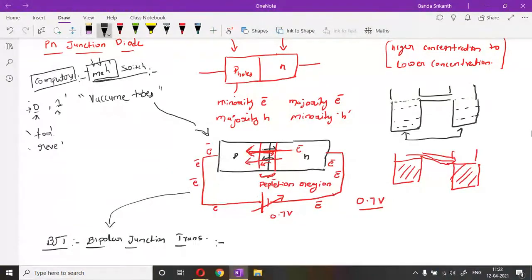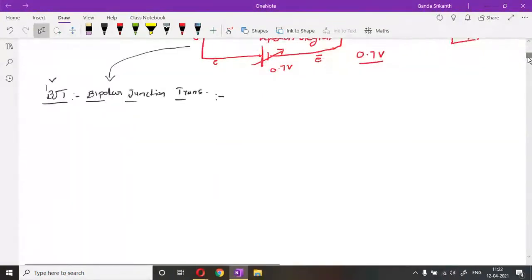Why was this introduced? Because see, in the PN junction diode there is a current flowing. Some amount of current is flowing, but there is no control over this current. There is no parameter which will control the flow of electrons. That's why the BJT was introduced. So how is the BJT designed? The BJT is designed like this.